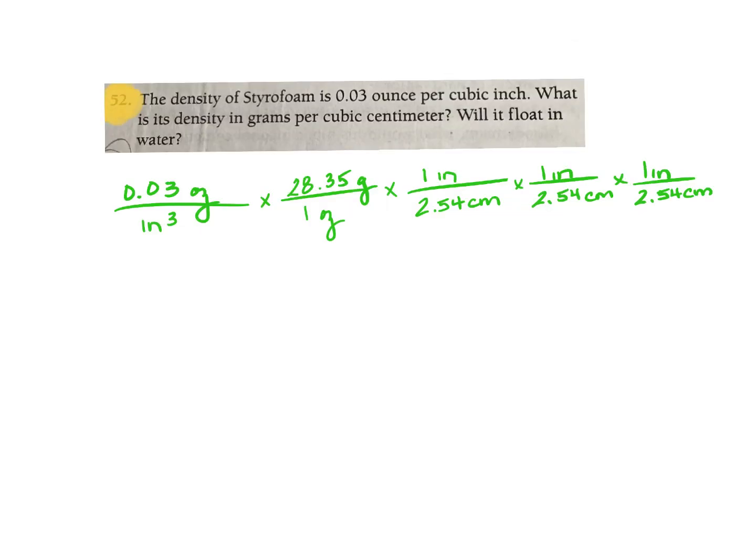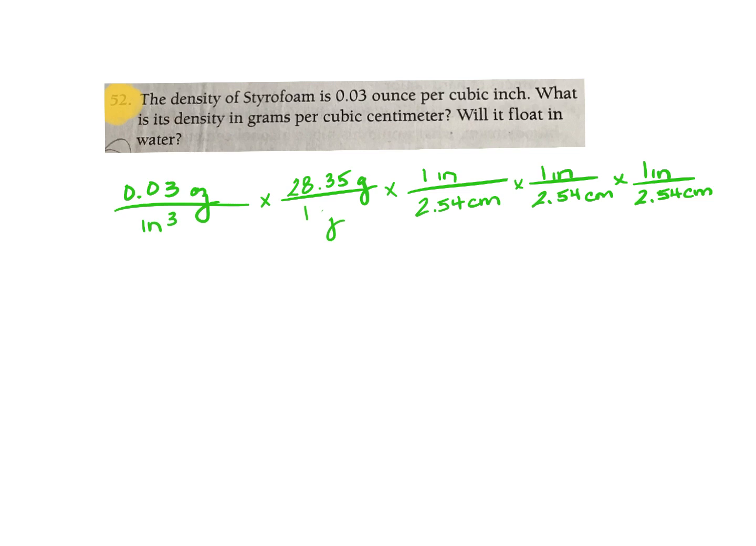So Jocelyn, here's the last one. They asked you to convert the density of styrofoam from ounces per cubic inch into grams per cubic centimeter. So the first thing I did was I took the density they gave me, 0.03 ounces in a cubic inch, and then I converted ounces to grams. And I just looked that conversion up. There's 28.35 grams in an ounce.